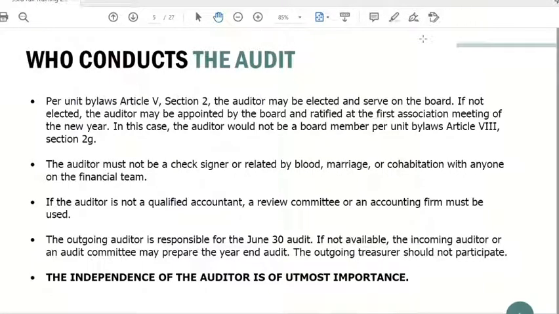Check with your unit bylaws to make sure of who can conduct the audit. The auditor may be elected and serve on the board, or if they're not elected, they're appointed and approved by the association in the fall, then they would not be a member of the board. So check those bylaws. The auditor must not be a check signer or related by blood, marriage, or cohabitation with anyone on the financial team. And if the auditor is not qualified, which we'll talk about in a minute, a review committee will have to be assembled. The outgoing auditor, which is at this time right now, should be doing the June 30 audit for your units. The independence of the auditor is of utmost importance, and that's why I've got that in capital letters and bold, because that is very important. The auditor must keep independence and an open mind. Next slide, please.